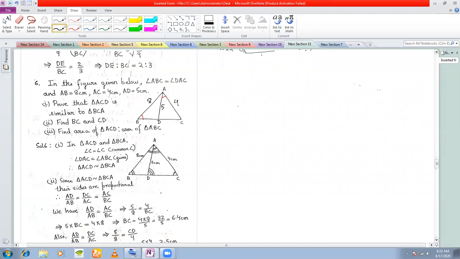Prove that ACD, so which triangle am I talking about? ACD, this green triangle, is similar to triangle BCA. Which triangle here am I talking about? I'm talking about BCA, this bigger triangle. Okay, we need to prove that this green and these blue triangles are similar. So this is what? This is a type 3 figure, right? Type 3 figure. Everyone agrees?